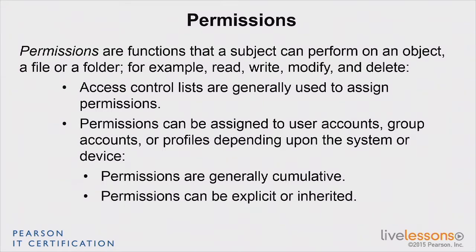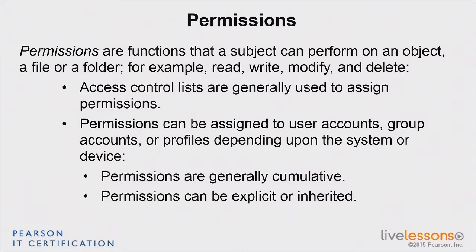Permissions can also be explicit or inherited. So permissions can be granted explicitly at an object level, or they can flow down to other objects. We see that most often in a folder structure, where permissions may be granted to a subject at an upper level folder. Then those permissions will flow down to all the files in that folder, but also to any subfolders. So permissions can be cumulative, explicit, or inherited. Now exactly how that's going to work really depends upon the operating system or the application. So you need to become familiar with your operating systems and your applications to truly get an understanding of how permissions will work in your environment.